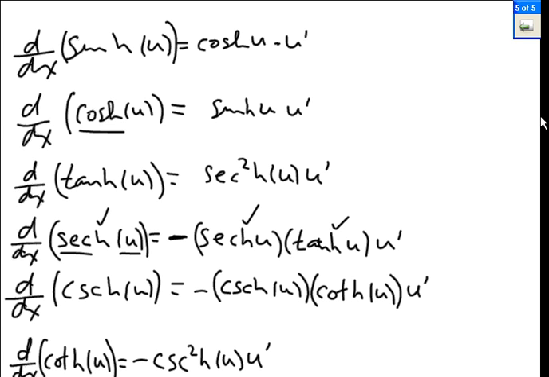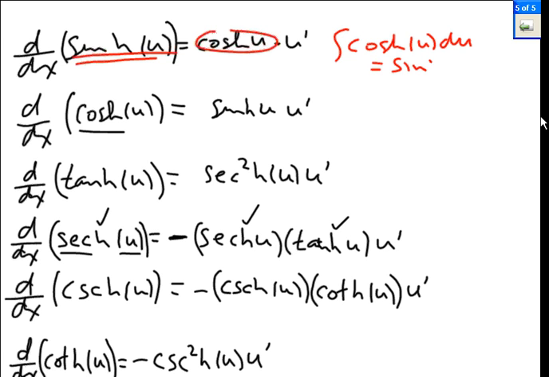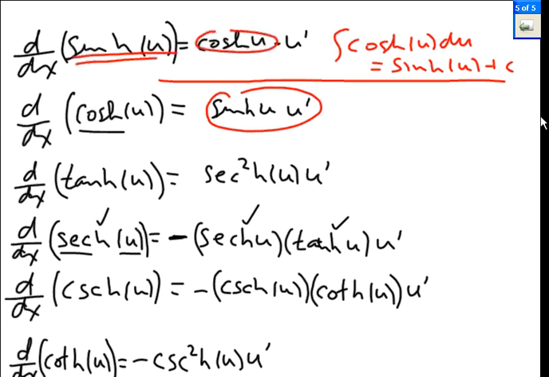Okay. Now, if you have derivative formulas, you have integral formulas. The integral of this du is equal to that. The integral of cosh of u du is equal to the sinh of u plus c. Every time you take an integral, plus c, unless it's a definite integral. The integral of sinh of u du is equal to cosh of u plus a constant.